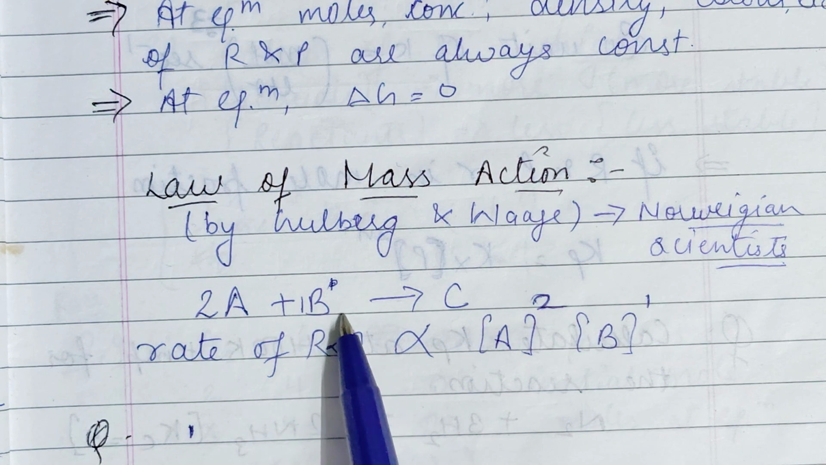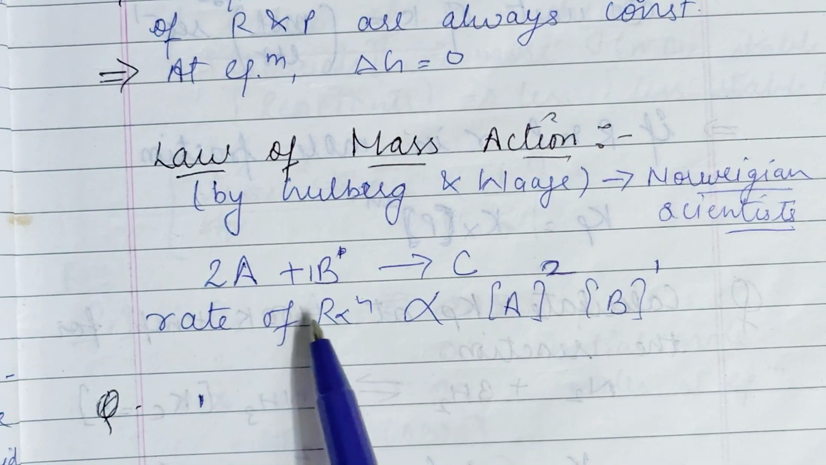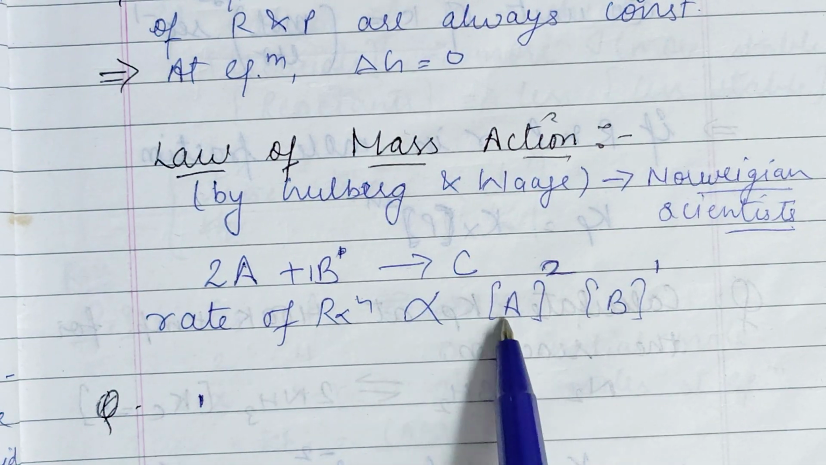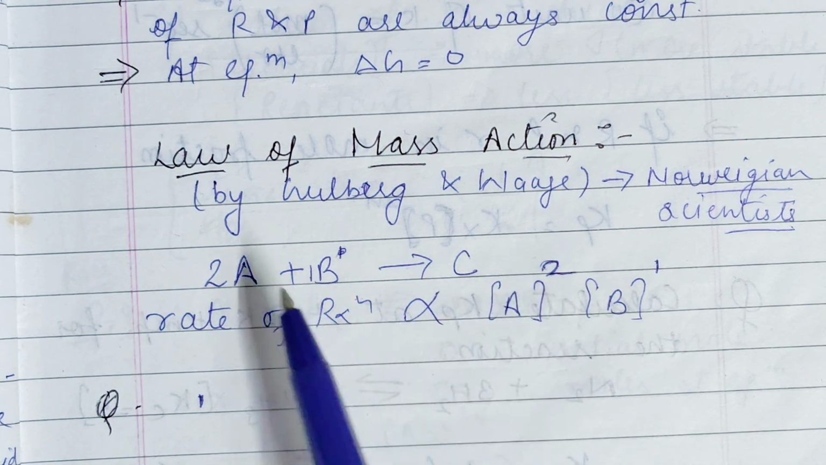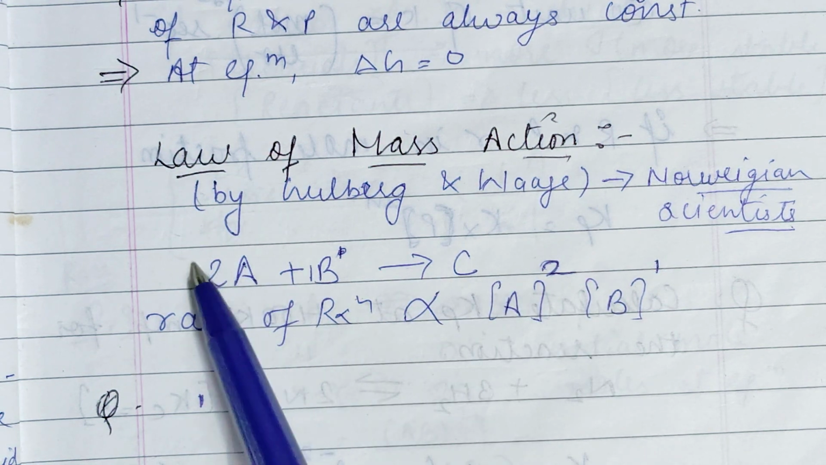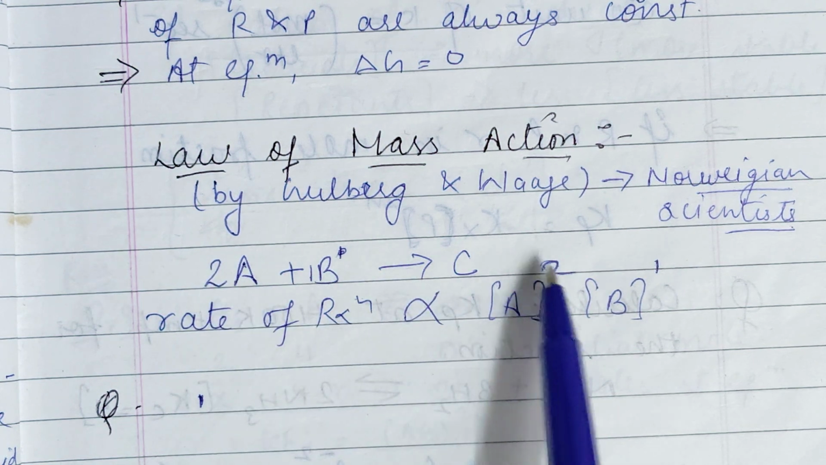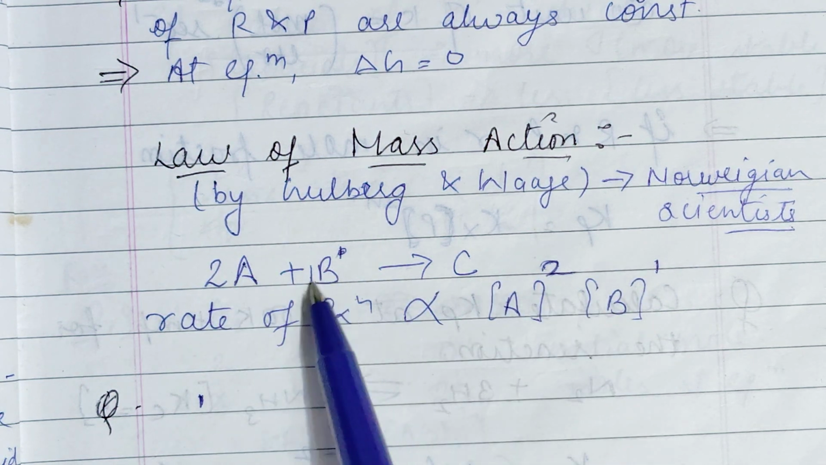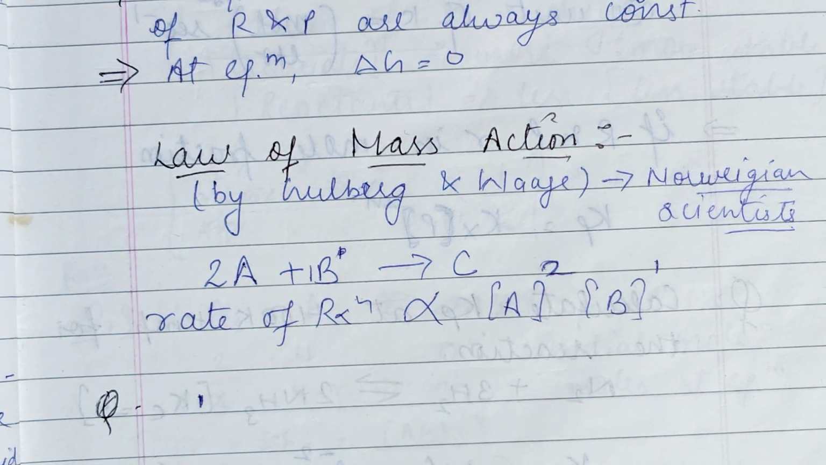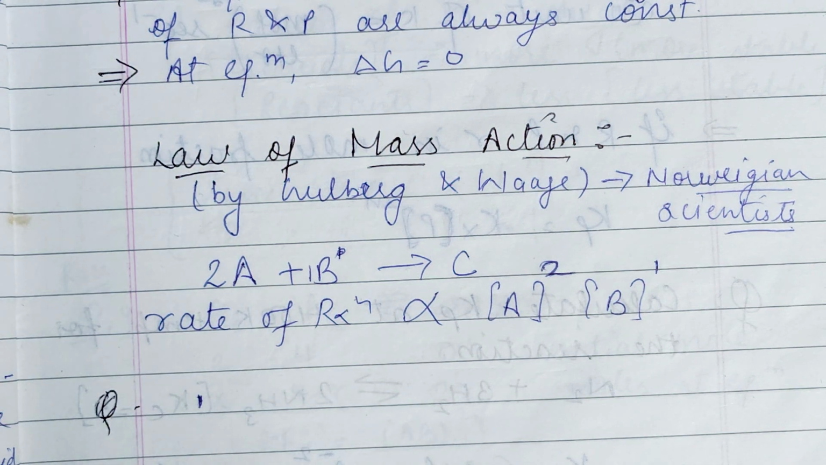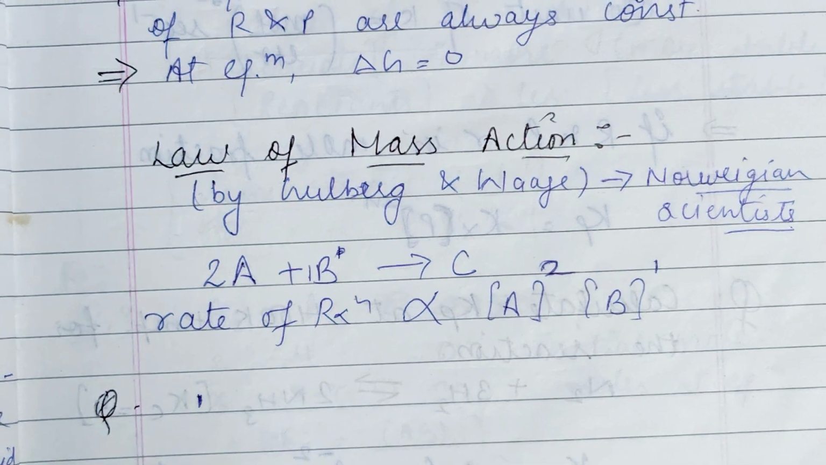2A plus 1B gives C. So the rate of reaction is directly proportional to the concentration of A. Here we write the power as the given mole, that means 2, and B here is 1 in front of B, so we write B to the power 1. So the rate of reaction is proportional to the concentration of A squared into B.